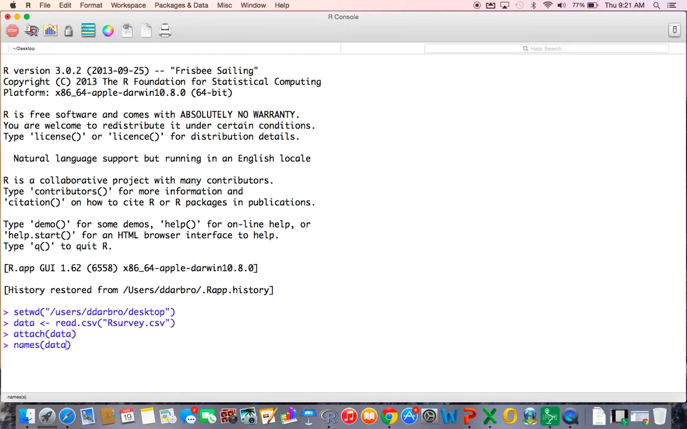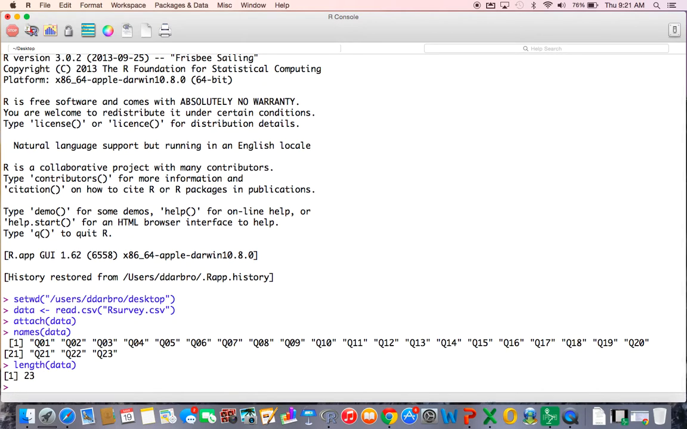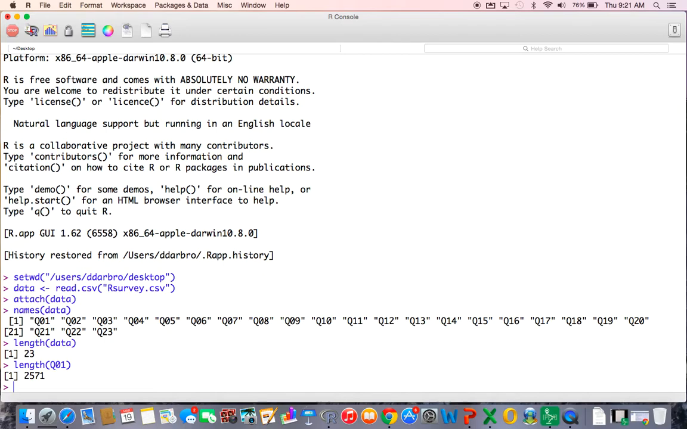And you'll see the names of the data here are just question 1, question 2, question 3, and so on and so forth. So there's 23 questions. What you can do to always find the number of variables, you can do length of your data set, whatever you named your data, and it'll tell you how many variables you have. If you do the length of a variable, for example, Q01, it'll tell you the number of cases that you have. So Field gave this survey to 2,571 students, and we're going to analyze the data. Now he analyzed it as well in one of his books.